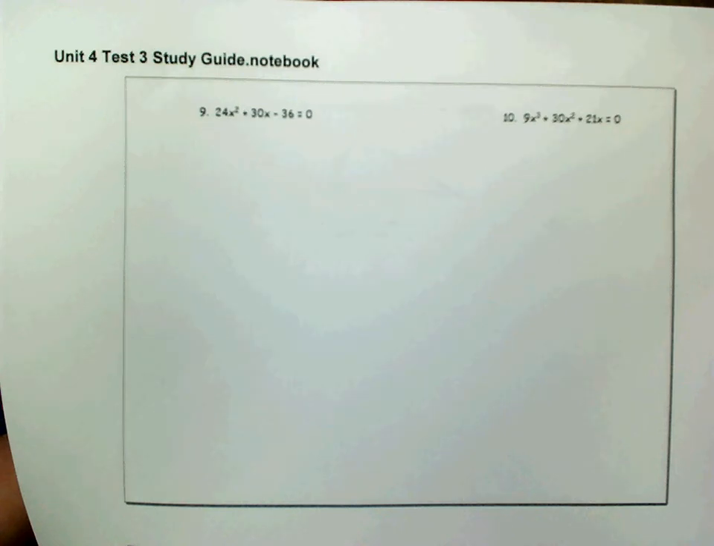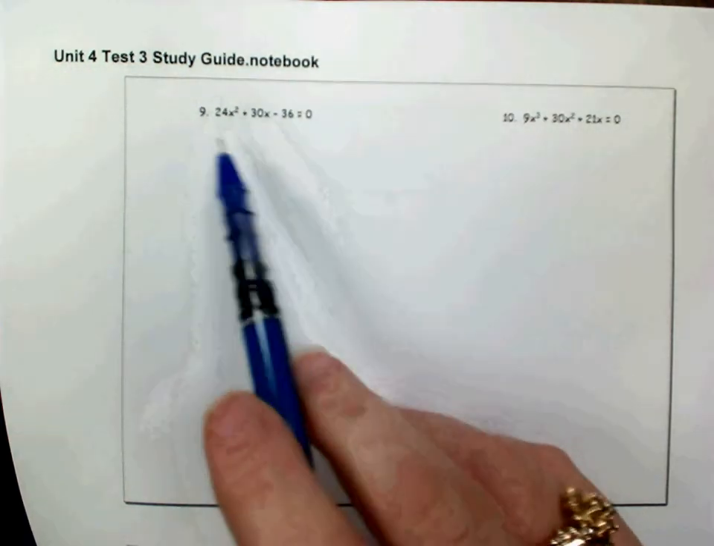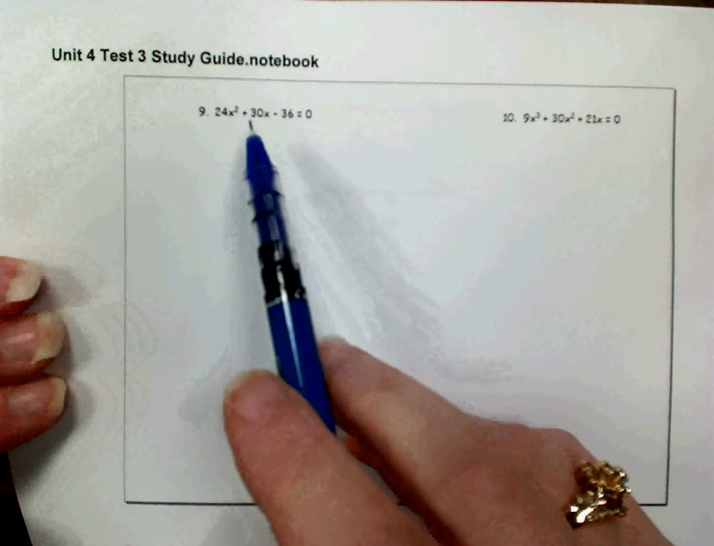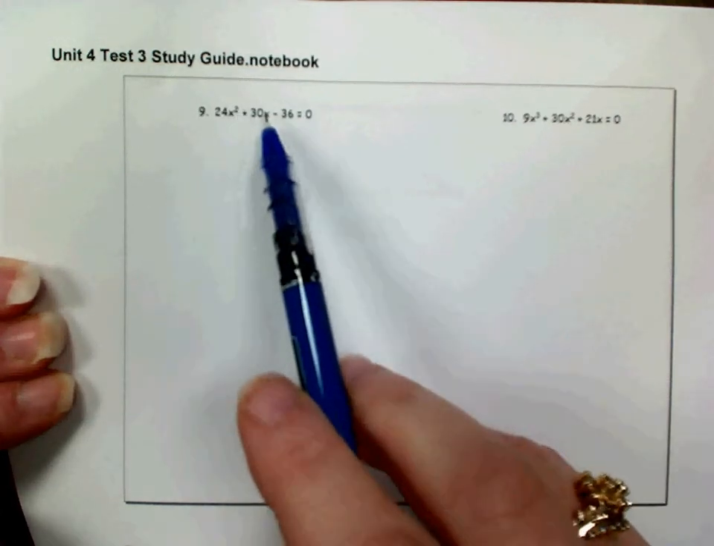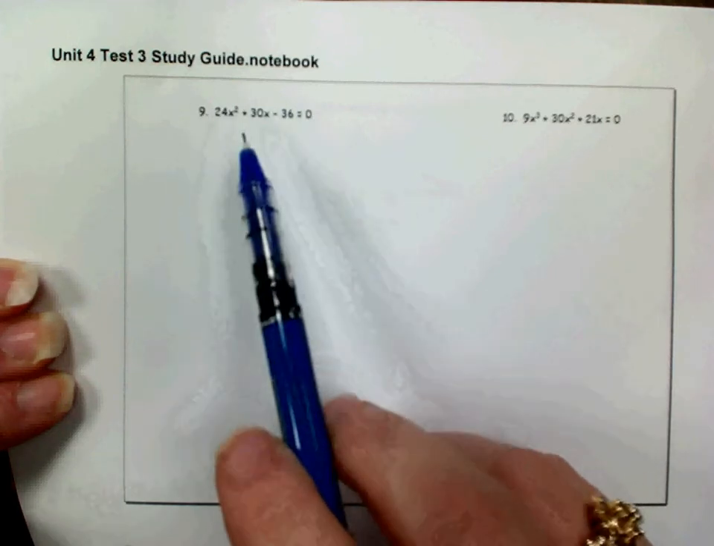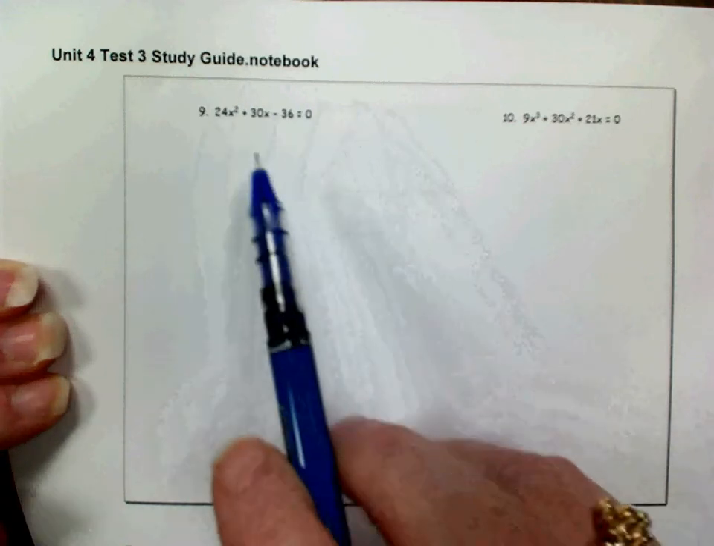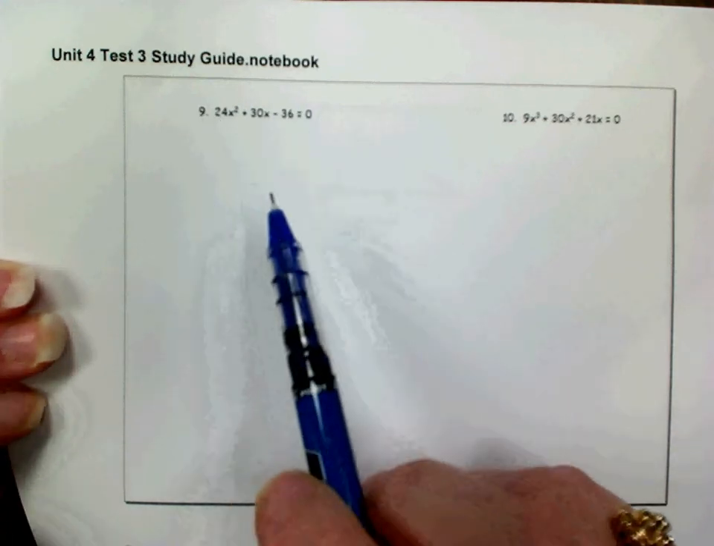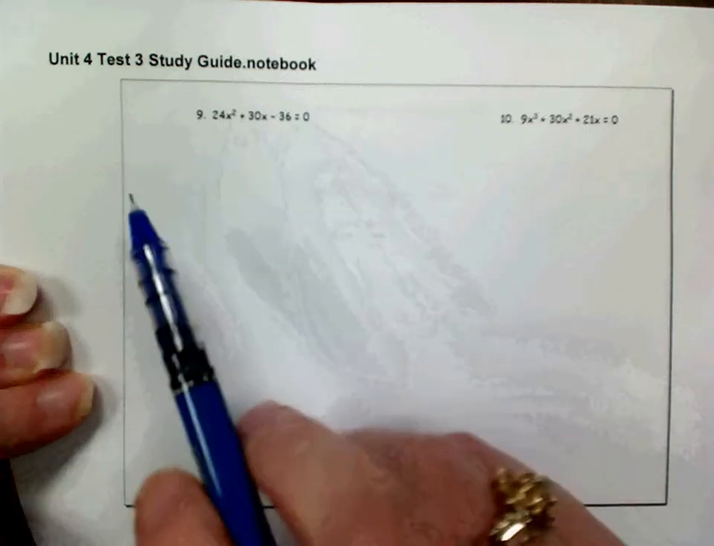Okay, on number 9, we're looking at solving this quadratic, which remember is just finding values of x that make this statement true. Well, before you factor, you always want to make sure that your quadratic is in standard form, highest exponent down to lowest, and set equal to 0. So all three terms need to be on the same side. Your leading term needs to be positive, so you would never move it over and make your leading term negative. So this one is ready to go. It's in standard form and set equal to 0.